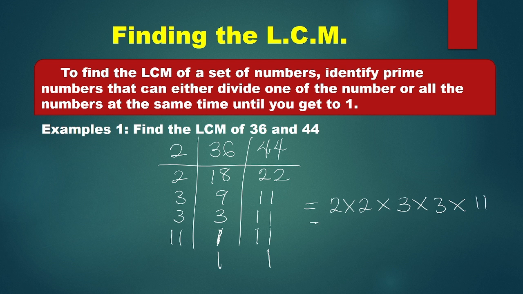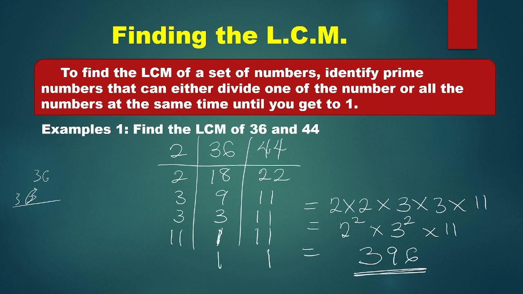If I want to leave my answer in index form, the LCM is 2 raised to the power of 2 multiplied by 3 raised to the power of 2 multiplied by 11, which is equal to 2 times 2 is 4, 4 times 9 is 36, and 36 times 11 will simply be 396. So I have 396 as the LCM of those two numbers.